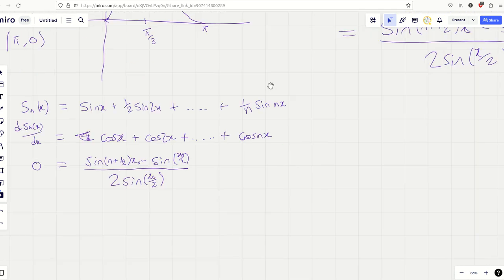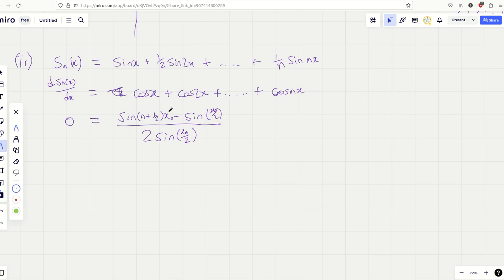Now, looking at that, they need a tan involved. I'm going to times that across and put that on the other side first. So I've got sine of x0.